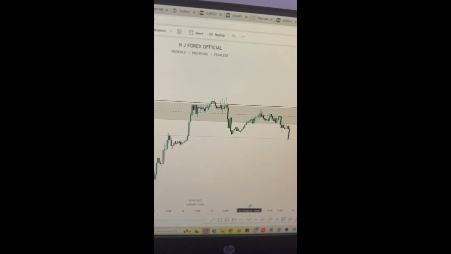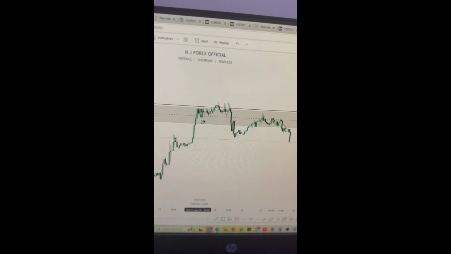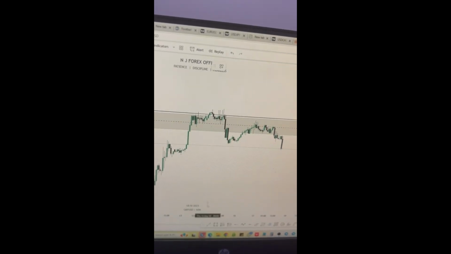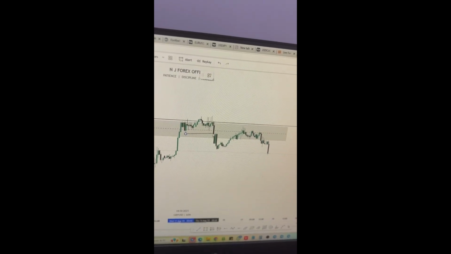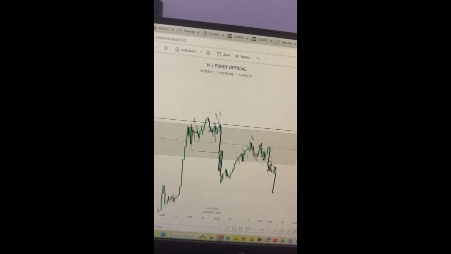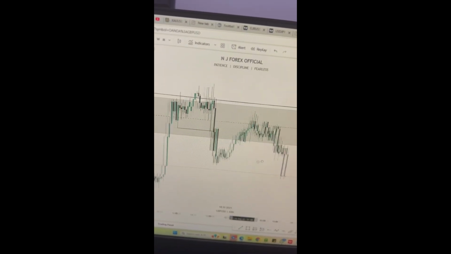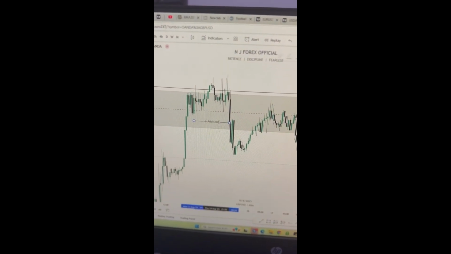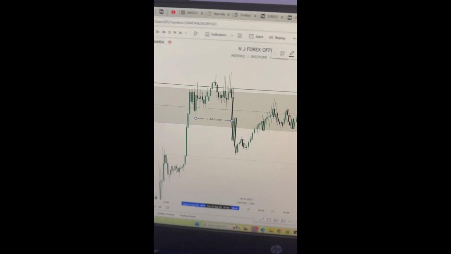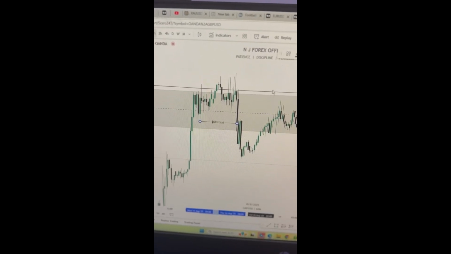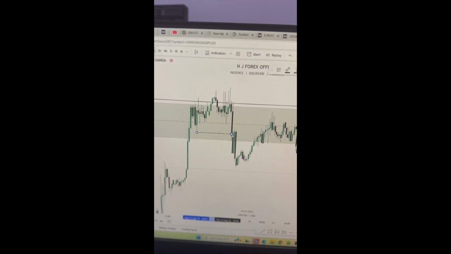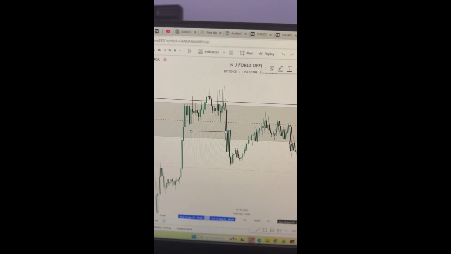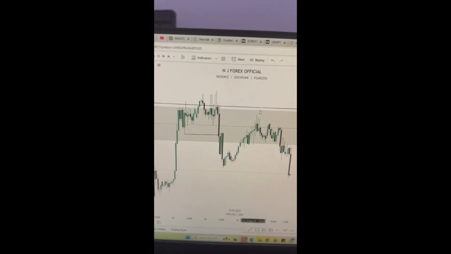So what did I do? I marked the break of structure here. I marked the first break of structure within the range, and I waited for price to pull back to the break of structure, to the other block that caused the break of structure, guys. So this was the break of structure, and I just waited. Let me just write BOS here, as you can see, and I waited for the market to get to this other block.